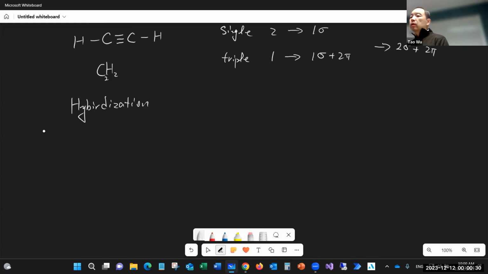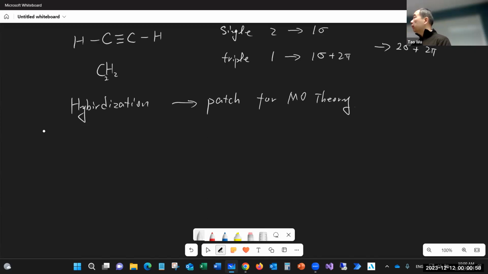And again, we talk about hybridization is not a theory. Hybridization is a patch for MO theory. So first we need to explain why the hybrid. What is the MO theory?